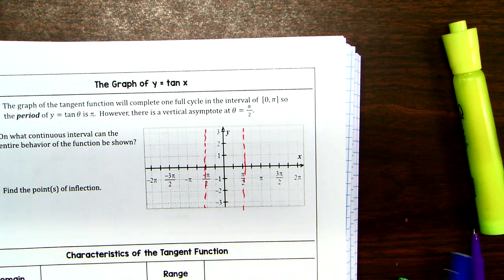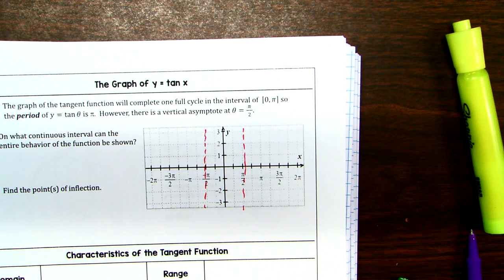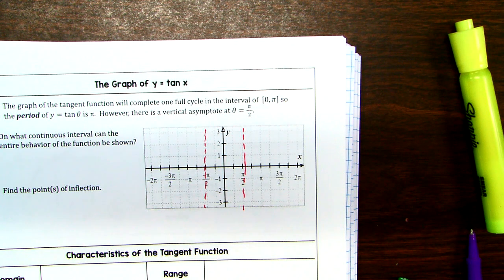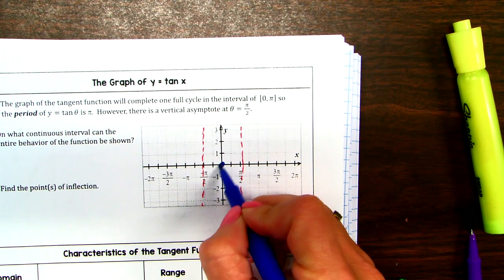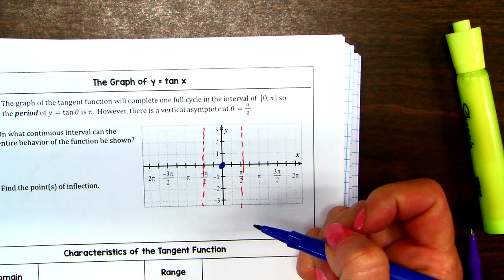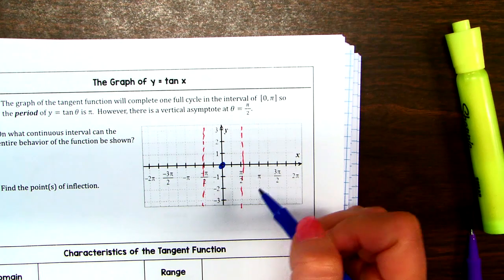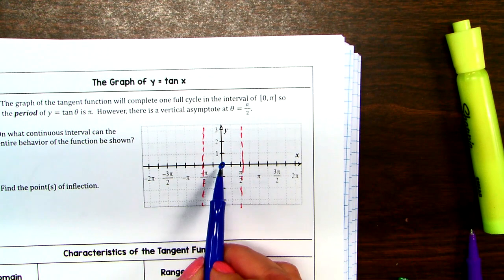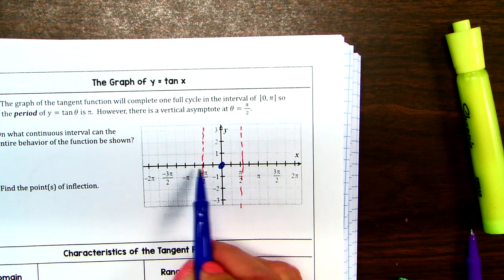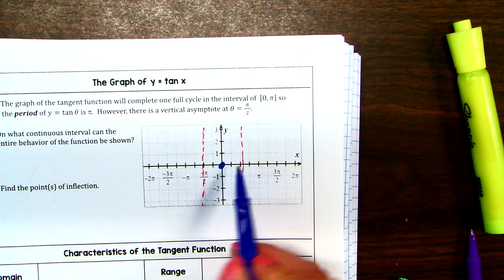So sine was like middle, up, middle, down, middle, and cosine was up, middle, down, middle, up. Tangent has your asymptotes on the outside, an x-intercept dead center. Wherever those two asymptotes are, we have an x-intercept right in the middle. Then halfway between the 0 and each asymptote, you will have your other points, right?